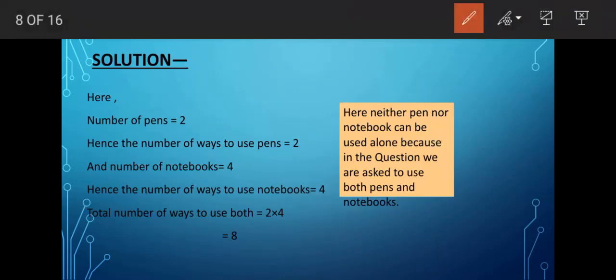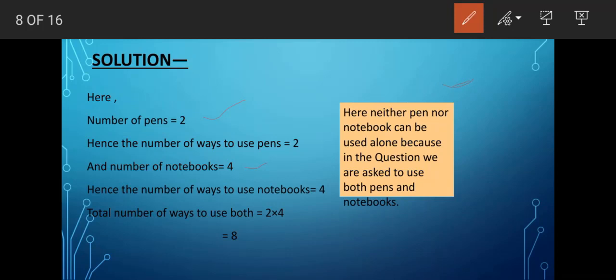So in this case the solution is, here the number of pens is 2 because we had to take two options for pens. Then for notebooks we have 4 options. Now let us check the notes here.